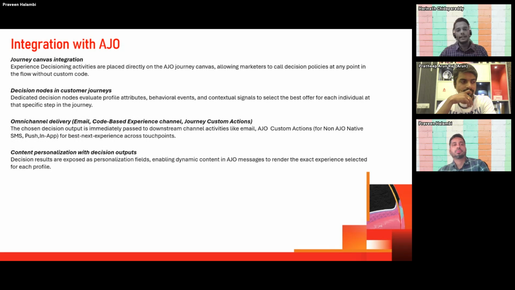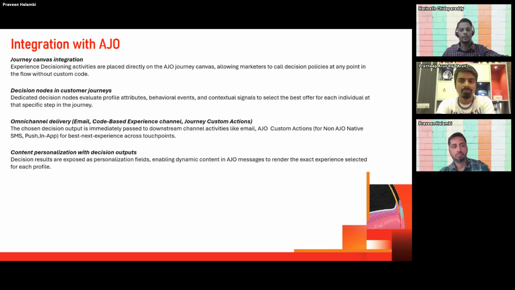Yeah. So, integration with AJO. This experience decisioning feature has a direct integration with AJO. As I said, in the AJO canvas, there are decision policies and decision rules. You can directly bring them in through drag and drop and use them in the AJO canvas. Once the content is dragged in, the output of the decision engine you can write to a custom action, or you can implement it on an email, a push channel, or an in-app channel.